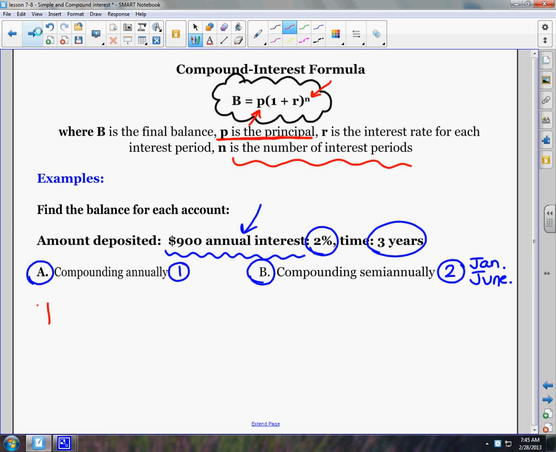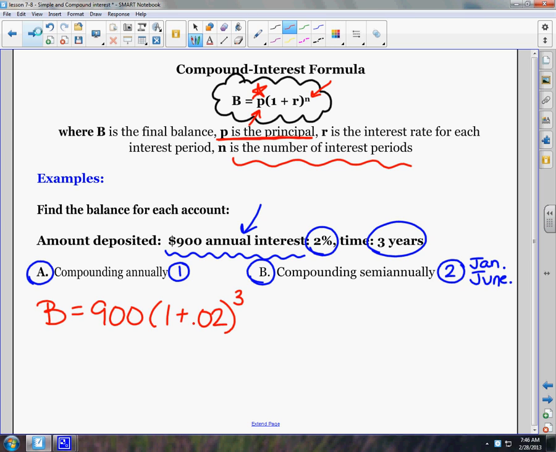So what you do is, my balance is going to be 900. That's my principal. See right here, 900 times 1 plus the interest rate, which is 2%, 0.02, to the third power. If it's compound annually, it's pretty easy.